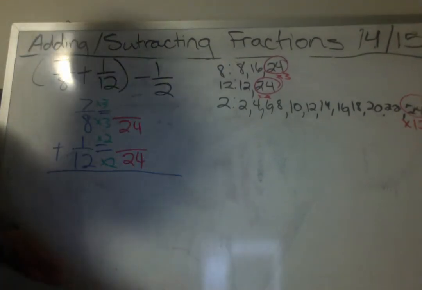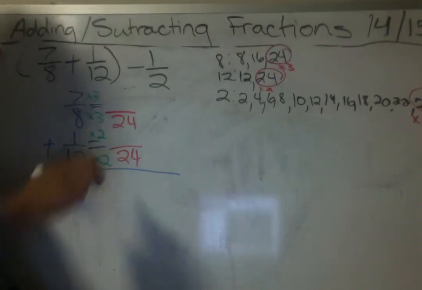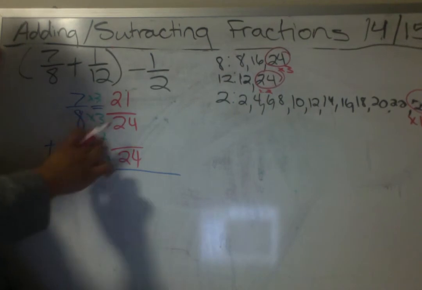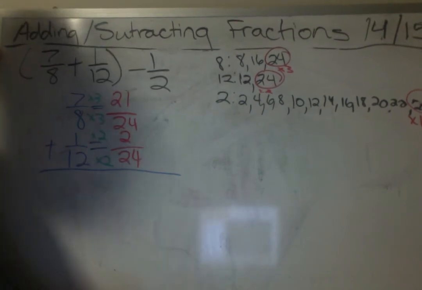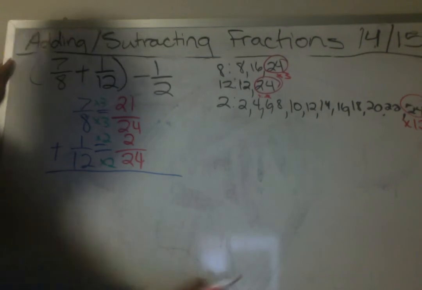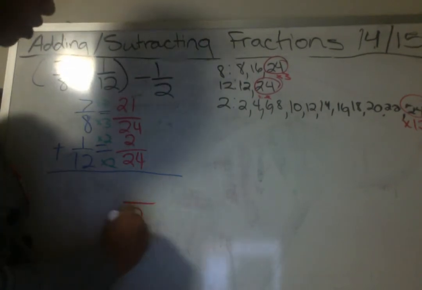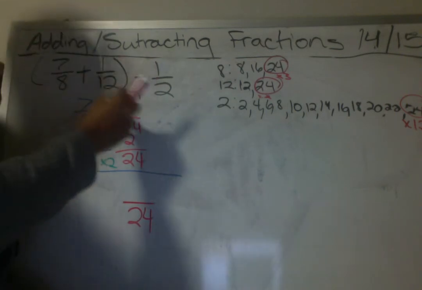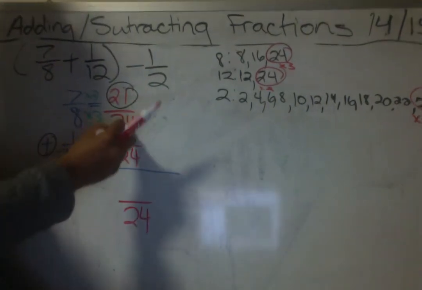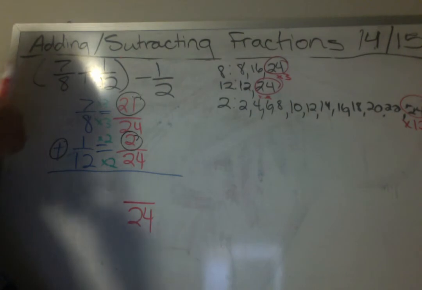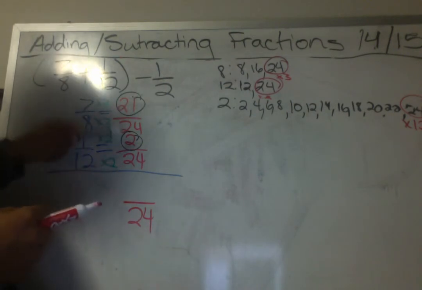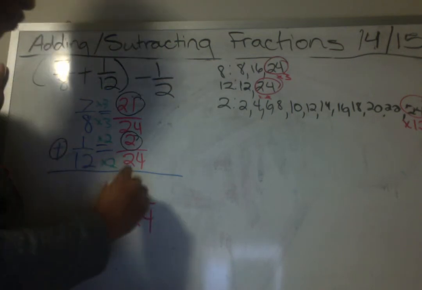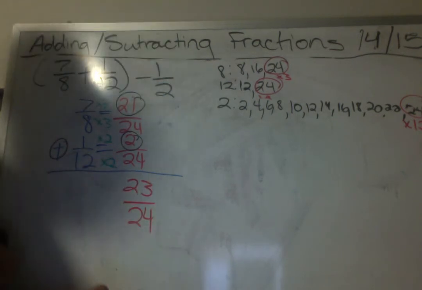Okay, let's find our new numerators. 7 times 3 is 21. 1 times 2 is 2. I only touch my numerators. The denominator stays the same. So I'm looking up here. 21 plus 2 is 21, 22, 23. My new answer is 23/24.